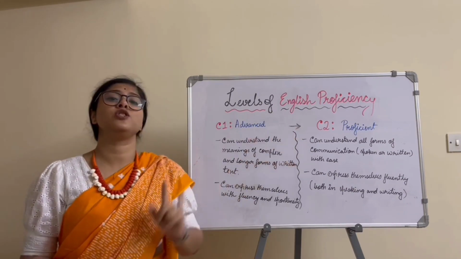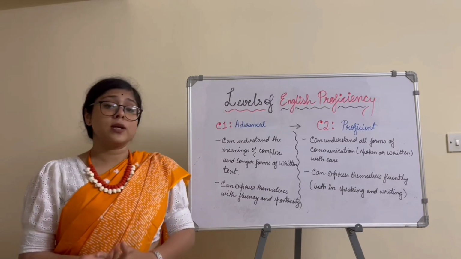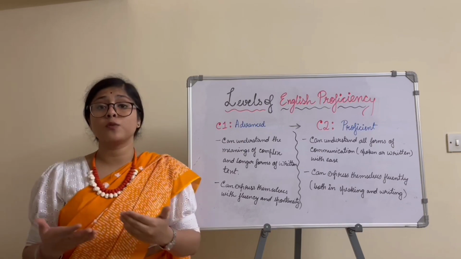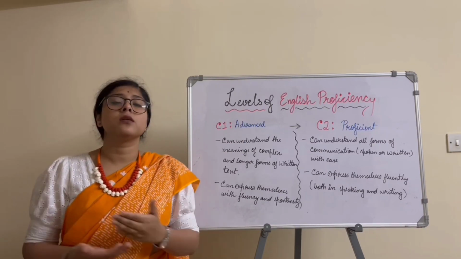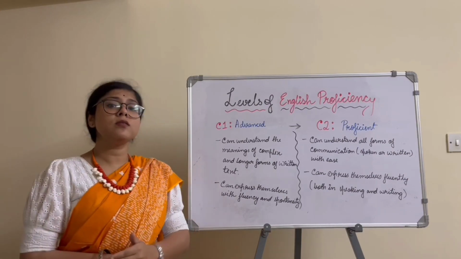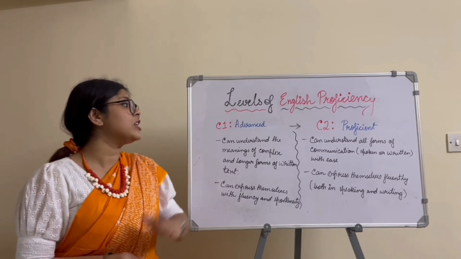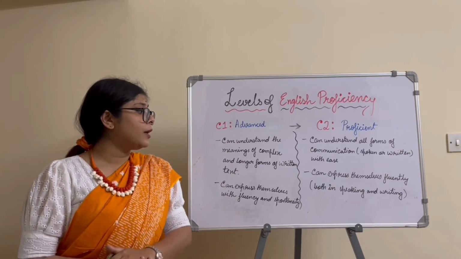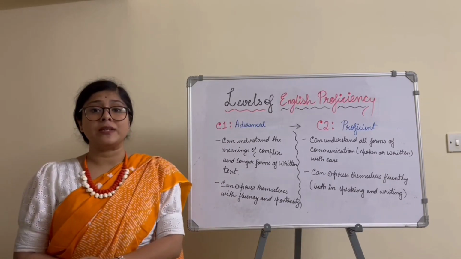Now here in C2 comes the writing part, which is the writing skill that is developed. I would not say fully developed, because we cannot be perfect in writing as non-native speakers or learners of English, but yes, it will be quite advanced or developed when you are at a C2 level. Now that is all about the levels of English proficiency.